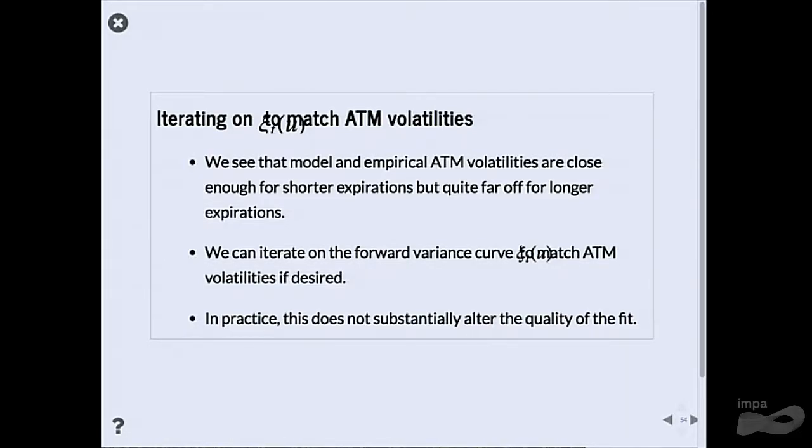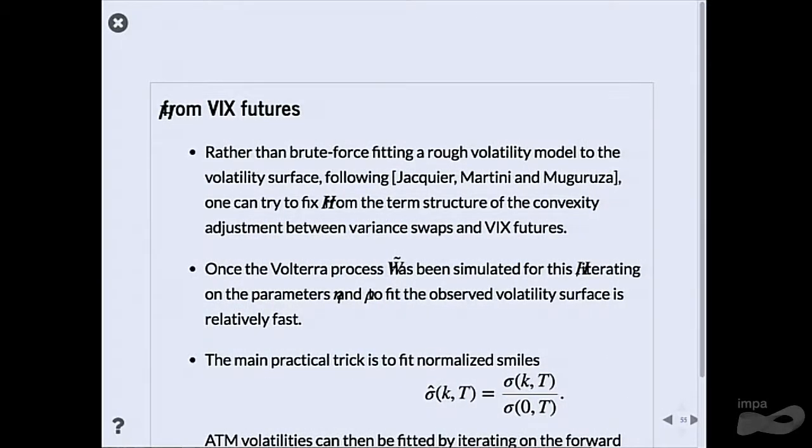In practice, it's reasonably fast, and it doesn't substantially alter the quality of the fit. So in other words, once you've got the parameters, you could ask yourself the following thing. Suppose now we've got the parameters, and now I change the forward variance curve. Should I redo the fit and get different parameters? Well, you can try this experiment. It really doesn't change the optimal choice of parameters.